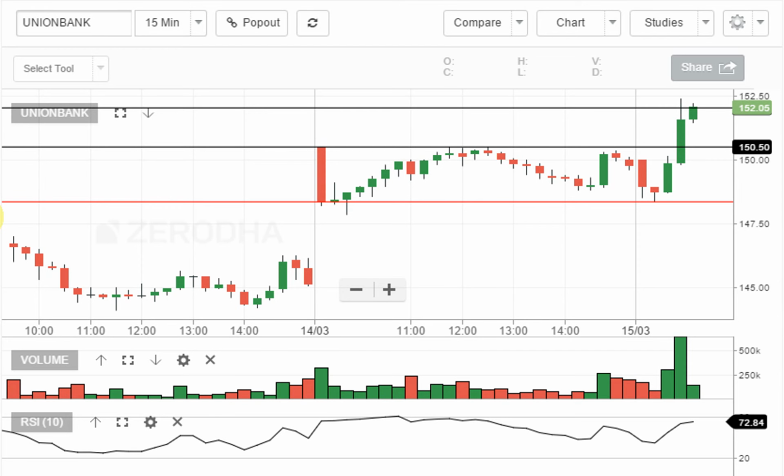BPCL is still around the buying price, at 141.2. We are seeing some kind of confusion between the buyers and sellers. But Union Bank is a clear break. It has achieved the second target also, 152.5. This is how you can trade stocks with the help of support and resistance.